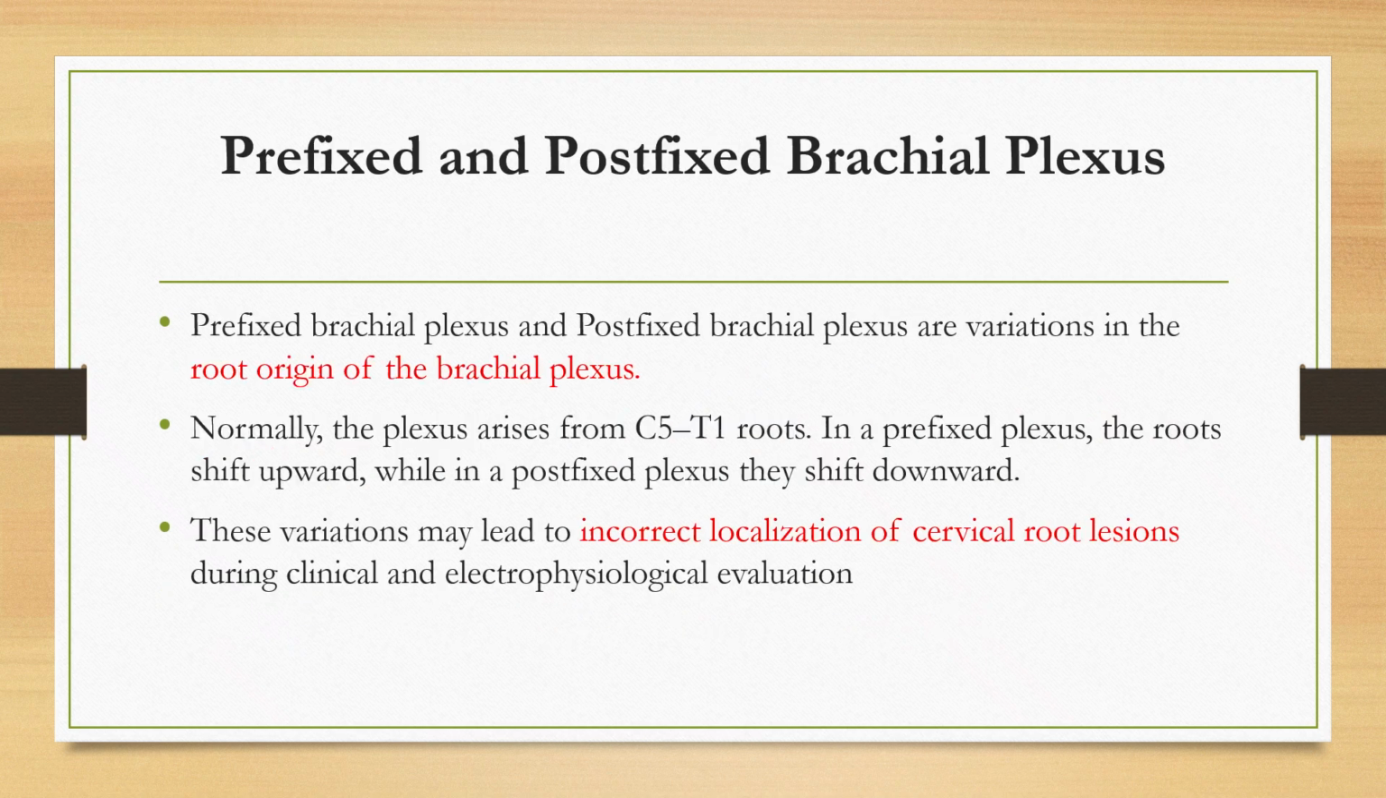Prefixed and post-fixed brachial plexus. Prefixed and post-fixed brachial plexus are variations in the root origin of the brachial plexus. Normally, the plexus arises from C5 to T1 roots. In a prefixed plexus, the roots shift upwards, while in a post-fixed plexus, they shift downwards. These variations may lead to incorrect localization of cervical root lesions during clinical and electrophysiological evaluation.